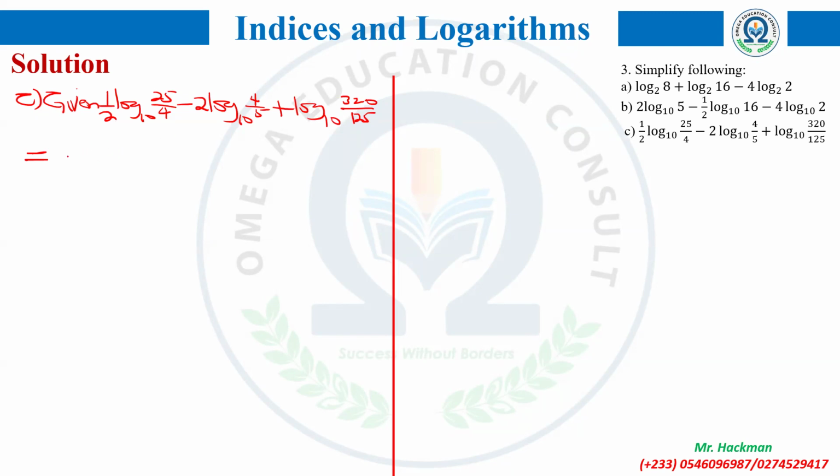So now we are going to get log to the base 10 of root of 25 on 4. Am I right? Yes, 25 on 4 all to the power half. Then minus log to the base 10 of 4 on 5 squared. Plus log to the base 10. This can be reduced. Reduce it for me.